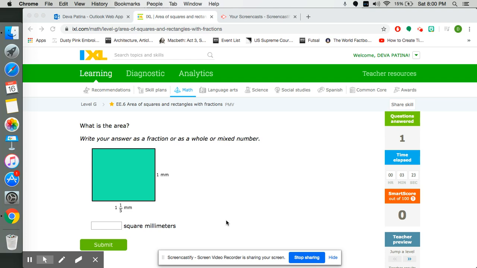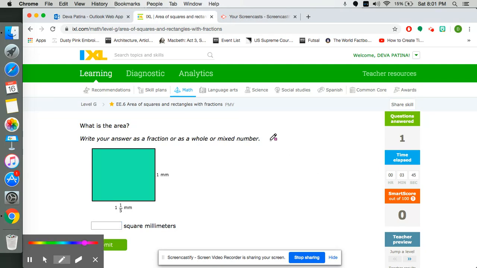All right, today we're going to learn a little bit more about area. And area is the amount of stuff that is inside of a geometric shape. So in this case, we're finding the area of squares and rectangles with fractions as a side. So we're going to be practicing multiplying fractions and we're going to be practicing finding area.